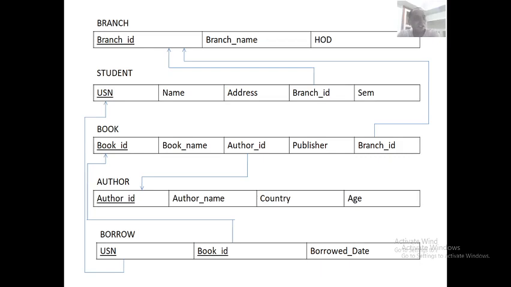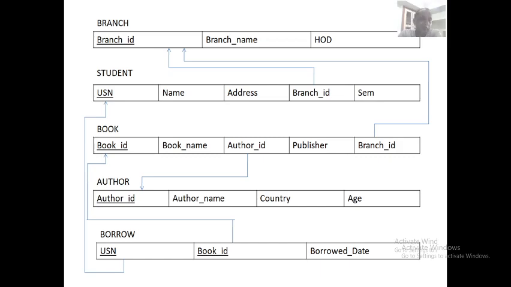Then the author table we have created third, because in the book table we have an author ID, so we need the author ID. That's why we created the author table first. In that, author id is the primary key, and the other columns are author name, country and age.